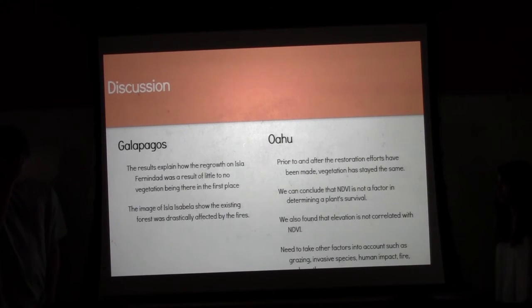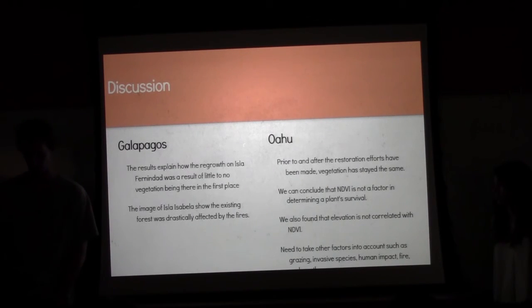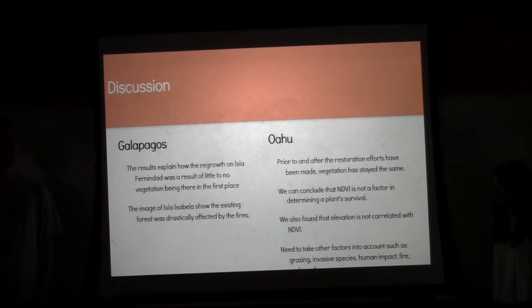So for Oahu, we basically found that the vegetation stayed the same prior to and after the restoration. So we concluded that NDVI was not a factor in survival, as well as elevation, because there were 6 plots on the eastern side of the island that were at different elevations, kind of like in a line, and that had nothing to do with their survival. And basically, to figure out what has to do with their survival, we need to take into account other factors like grazing, invasive species, fires, and weather changes.